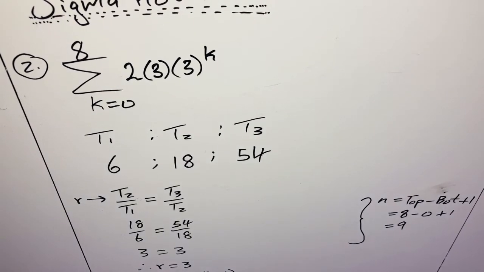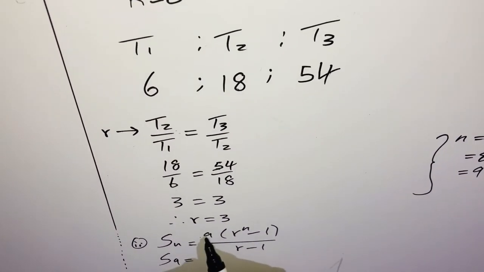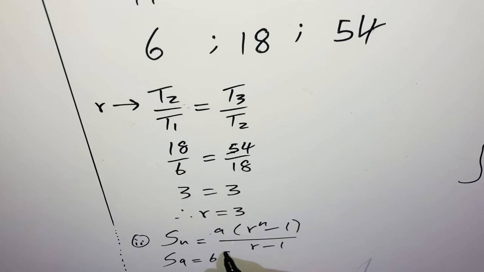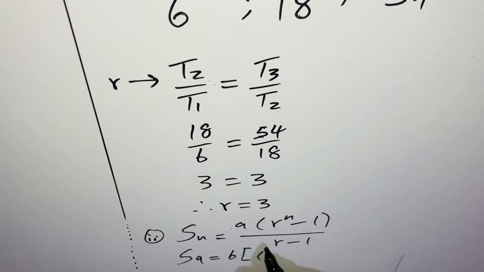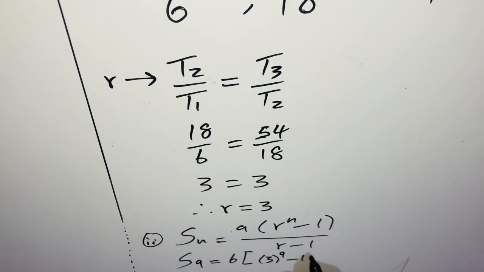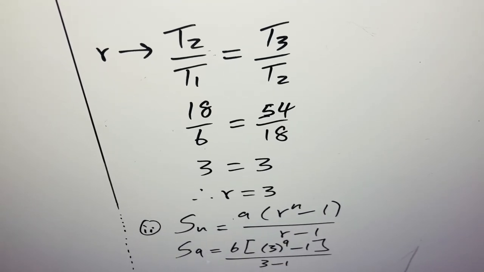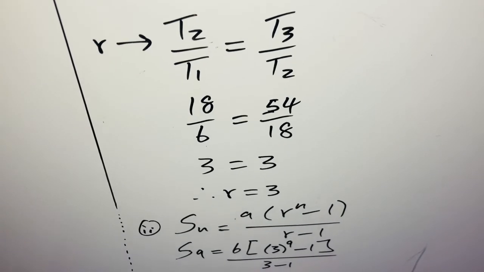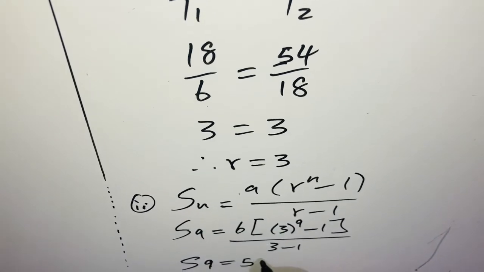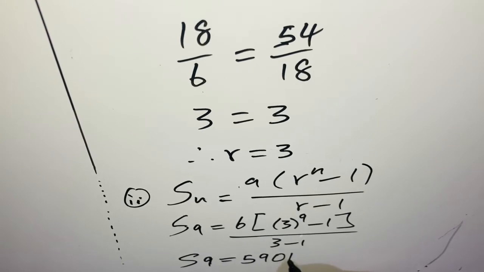So here I'm looking for the sum of 9 terms, being equal to, the first term was a 6. A is my first term, it's a 6. Then my common ratio is a 3 to the 9 minus a 1, over my common ratio 3 minus 1. Then the sum of 9 terms is 59,046.